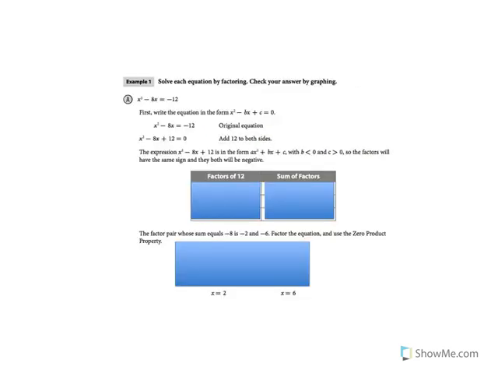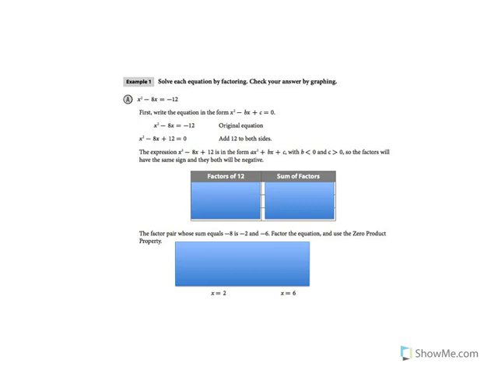Example 1. Solving equations of the form x squared plus bx plus c equals 0. So this is called our quadratic equation. Right. So here we say solve this equation by factoring. Check your answer by graphing. Right. So by graphing, since you are at home, you have to use Desmos for your graph.